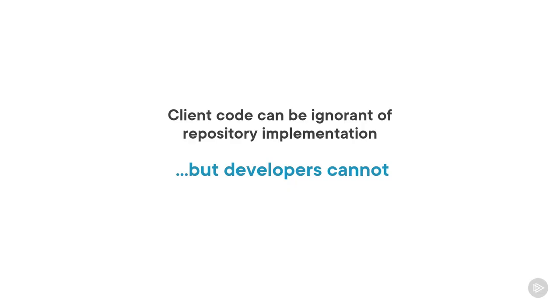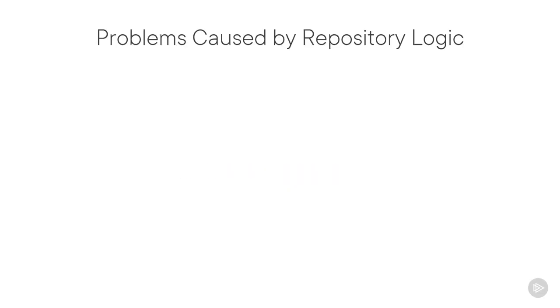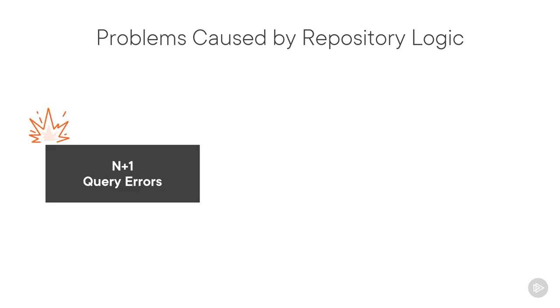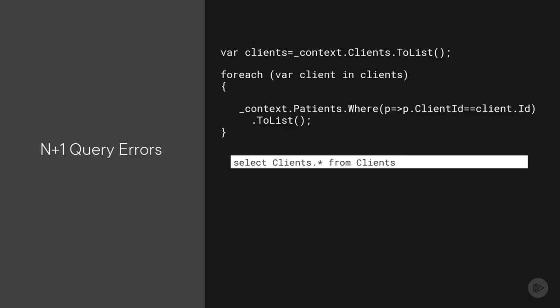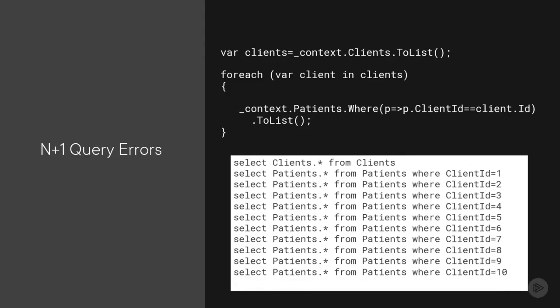So we're talking about not just the developers who are implementing the repository, but also the developers who are using the repository. One of the common repository problems that developers often encounter is called an n+1 query error. This is where in order to display a list of rows from the database, you end up calling one query to get the list, and then a number of queries equal to the count of that list to fetch each item individually.